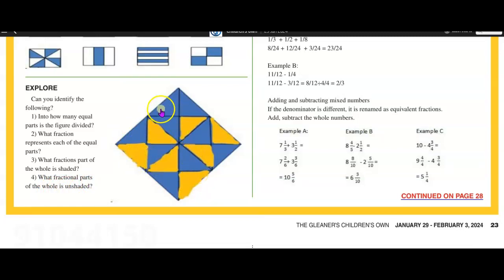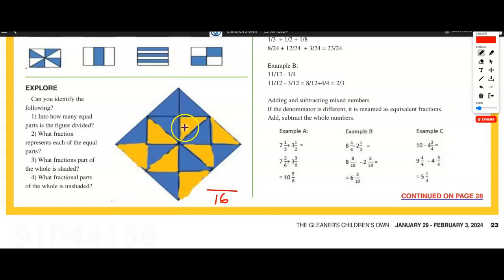Okay, let's see. We'll have 1, 2, 3, 4, 5, 6, 7, 8, 9, 10, 11, 12, 13, 14, 15, 16. So 4 fours would be 16. So let's say that it is divided into 16 parts. And how many parts are shaded? 1, 2, 3, 4, 5, 6, 7.